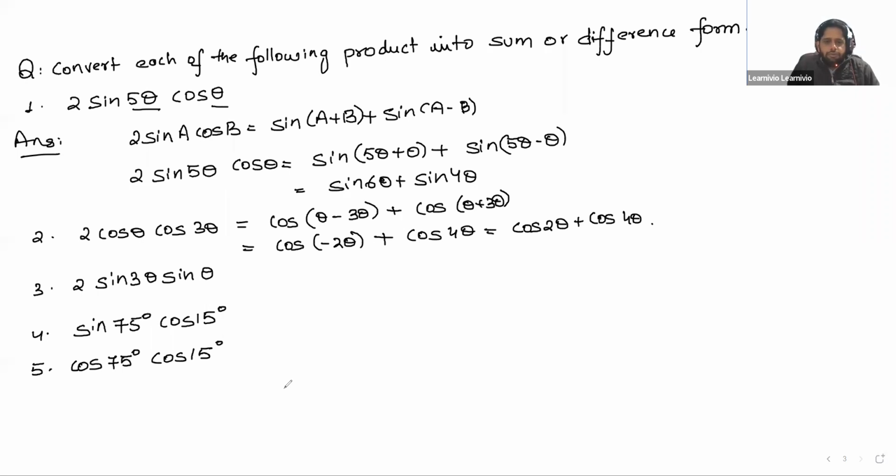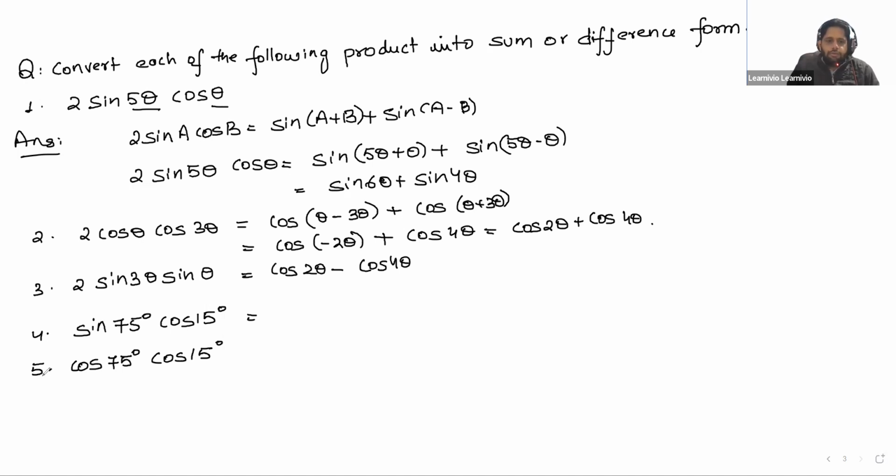Rutvika, very good. Cos 2 theta minus cos 4 theta. Good, Rutvika, that's good. So the correct answer is cos 2 theta minus cos 4 theta. Very good. Please try the fourth one.